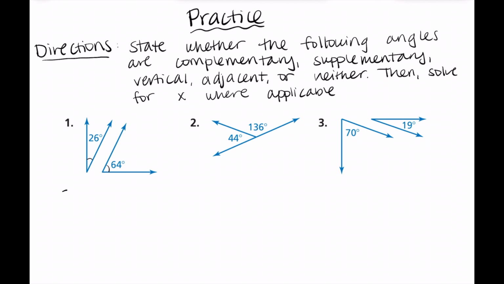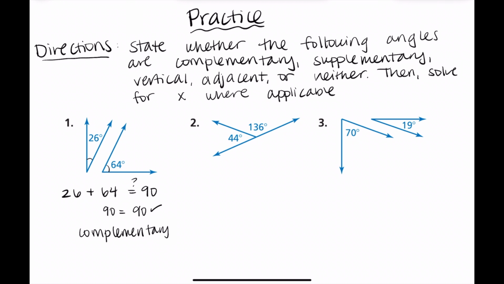So if we look at number one, we have two angles, and these two angles look like they would form around a 90-degree angle, right? Two angles that form a 90-degree angle are complementary angles. So let's see if this is true. The measure of our first angle is 26. The measure of our second angle is 64. Is 26 plus 64 90? If it is, then we can state that these two angles are complementary. We know that 26 plus 64 is 90. So number one, 26 and 64 are complementary angles.